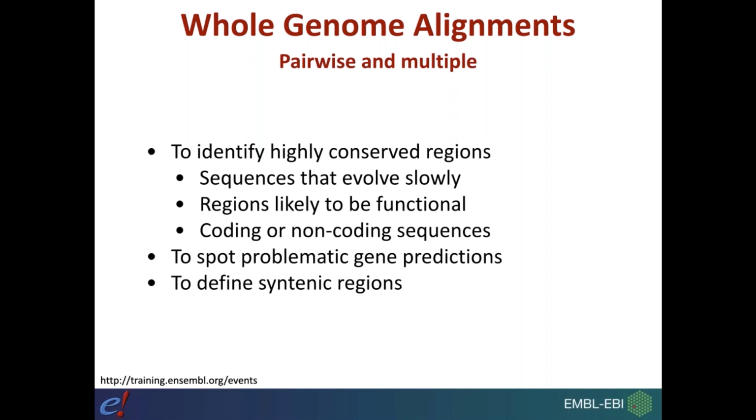Accordingly, they are often found in coding regions, but we find them in non-coding regions as well. Alignments also allow you to spot problems with annotation in certain regions, so they are worth looking at if you find a gene which you think may not be annotated very well. And finally, the alignments can be used to define syntenic regions.